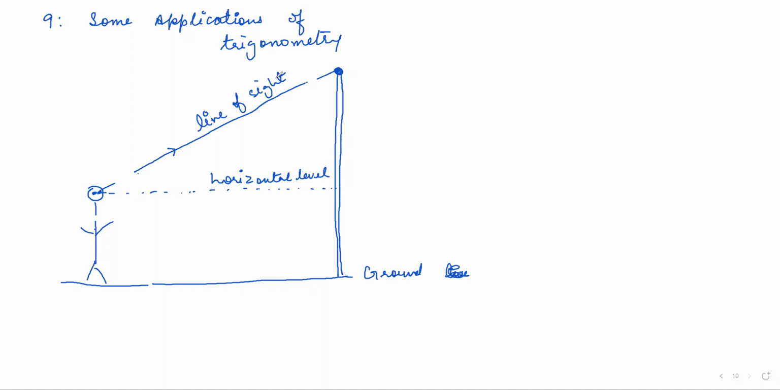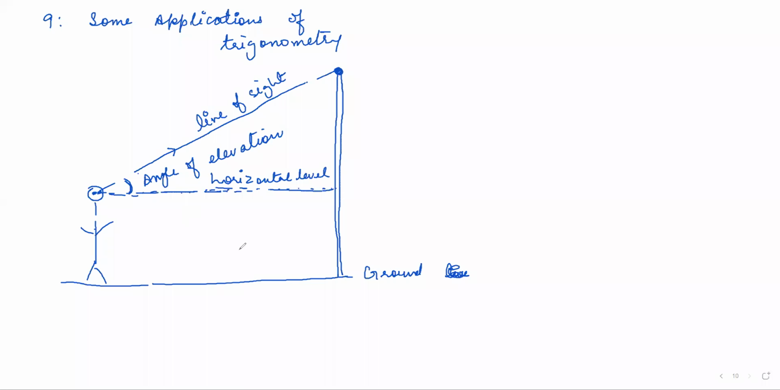Now you can see this line of sight is making an angle with the horizontal level. Clear? You have two lines here. I mean, imagine it. Obviously, there are no lines in the space. These are all hypothetical lines. We imagine lines. That's it. So there is an angle here. Now this angle will be called angle of elevation. So when she is looking at the top, this will be called angle of elevation.